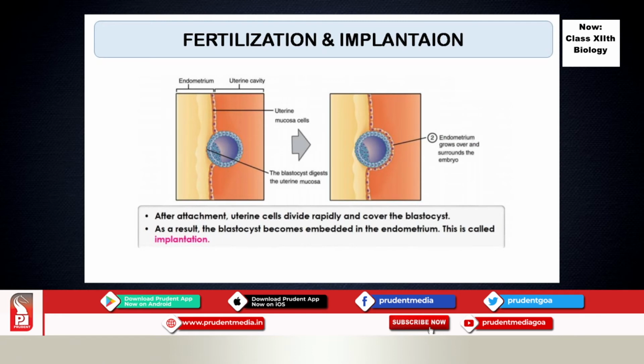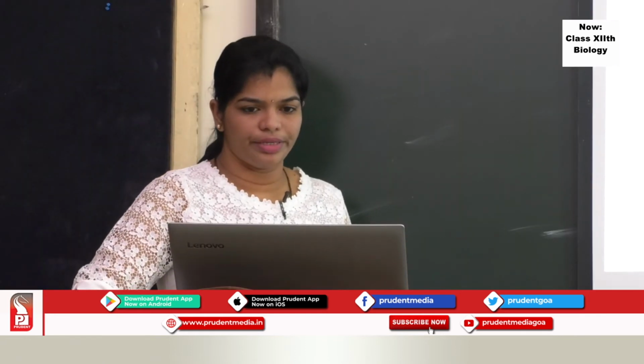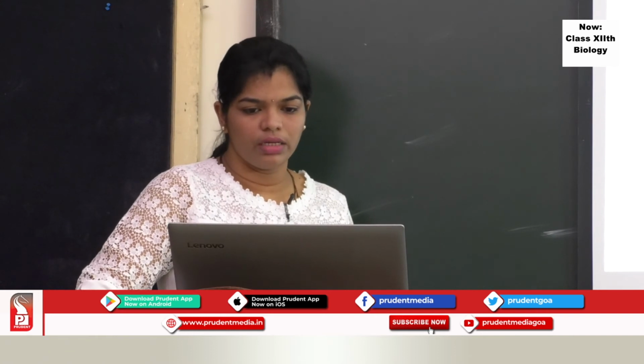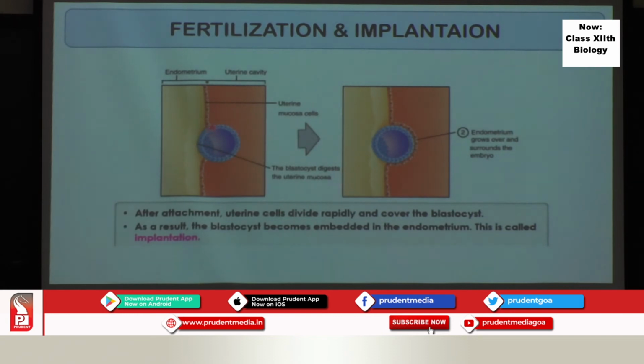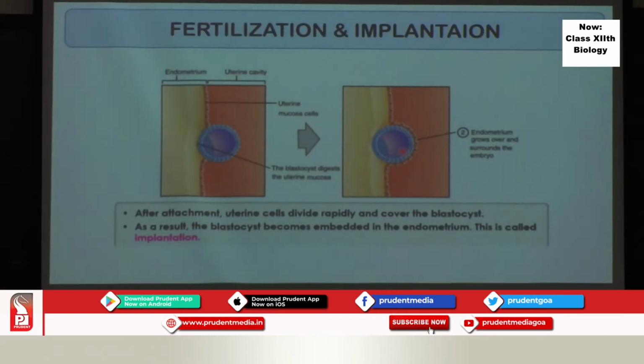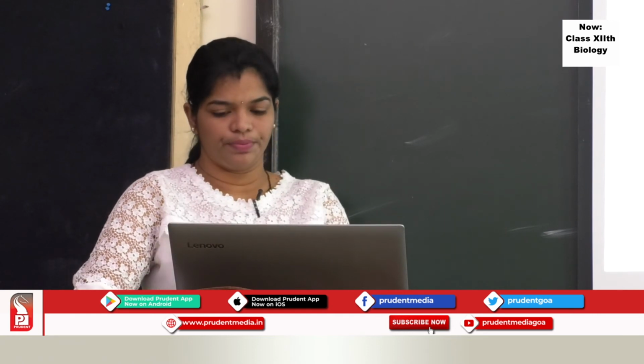So the implantation looks something like this. This is the endometrium. This is the uterine cavity. This is the endometrial epithelium. This is the blastocyst which has now come into contact with the uterine mucosa. The blastocyst will digest the cells here. It will start getting implanted inside, and you can see the endometrium covers over the embryo and takes the blastocyst inside. After the attachment, the uterine cells divide and completely cover the blastocyst, and this results in implantation.